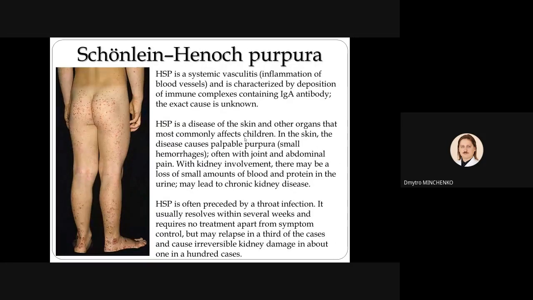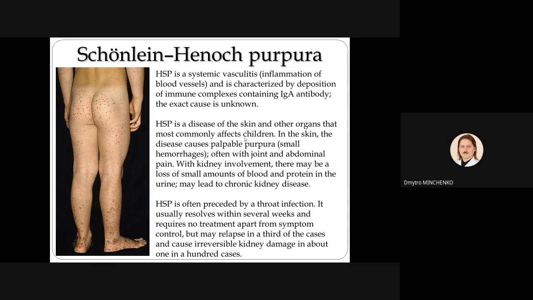Schönlein-Henoch purpura. You see a characteristic purpuric rash on the lower extremities and buttocks, usually beginning from the bottom and going all the way up. Here you see it going on his sides and even on his arms. Schönlein-Henoch purpura is considered a systemic vasculitis, inflammation of blood vessels, and is characterized by deposition of immune complexes containing IgA antibodies. The exact cause is unknown, but there are links to multiple various conditions and triggering factors.